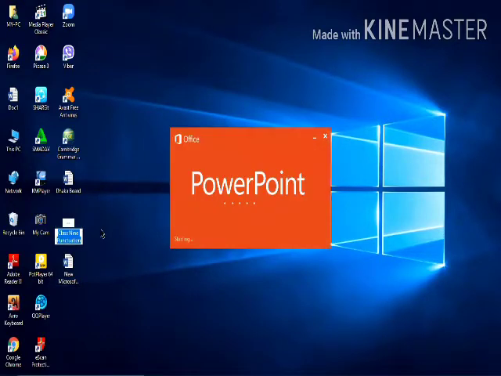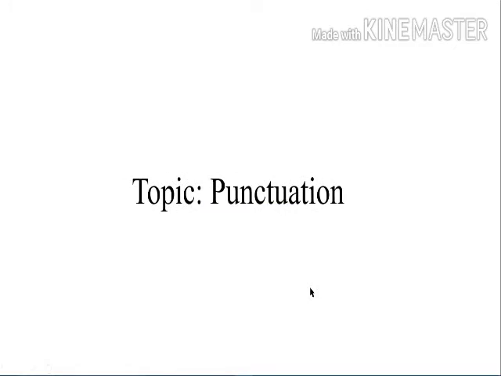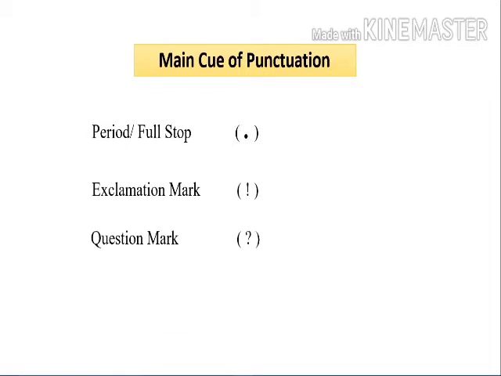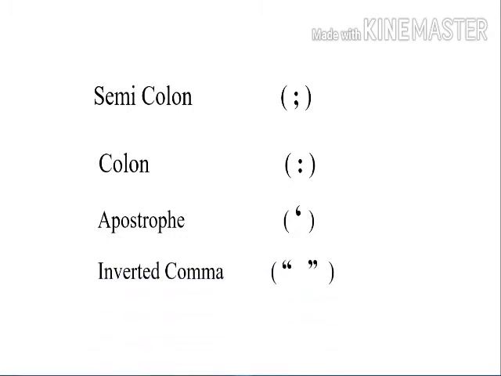So, dear student, I have already told you that today I want to discuss punctuation, the main cues of punctuation. What are the main cues? So look at the period, full stop, exclamation mark, question mark, comma, semicolon, colon, apostrophe, inverted comma. These are all punctuation marks that will be completely discussed today.